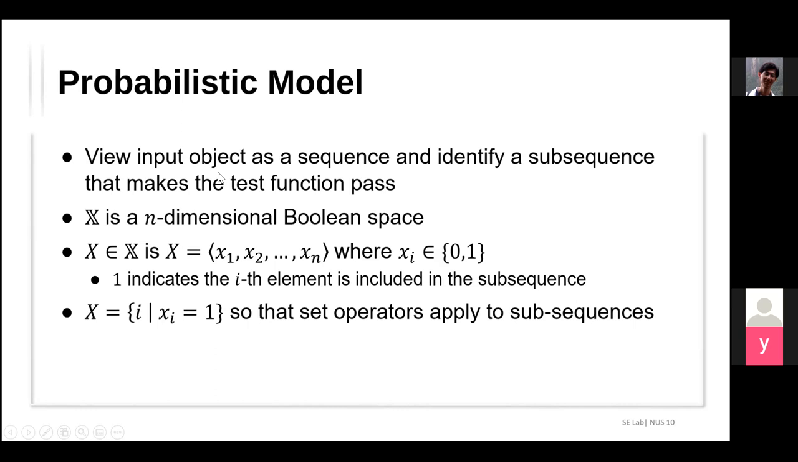It's still the main goal of delta debugging, which is to make the resulting code as lean as possible. Yeah. So in a similar function, in this case, the set that we are interested in is an n-dimensional Boolean space, where n is the number of lines in the sequence itself. This is a Boolean space because each of the n dimensions can be either 1 or 0, where 1 means that the i-th element is included in the subsequence, and 0 means that it's excluded from the subsequence.